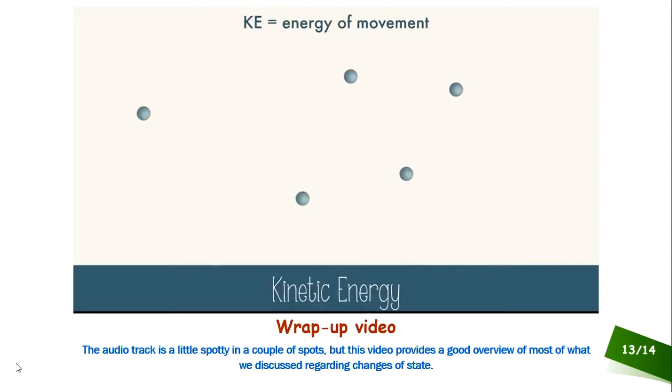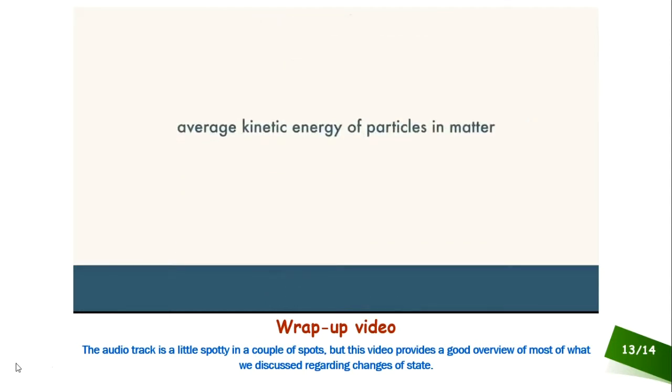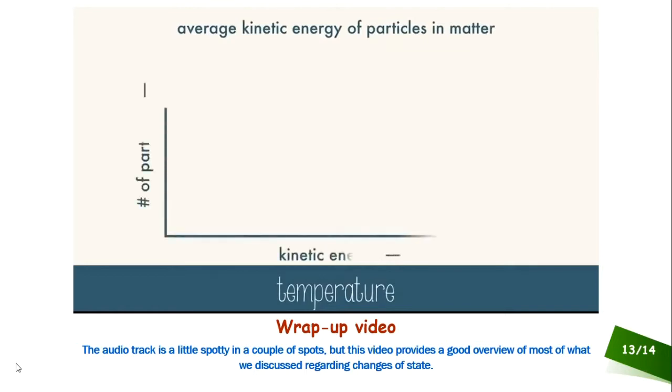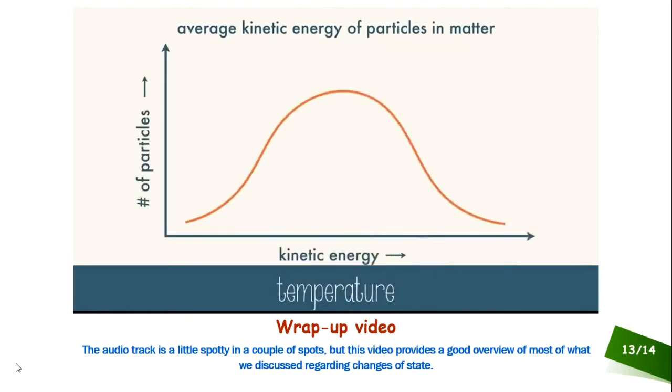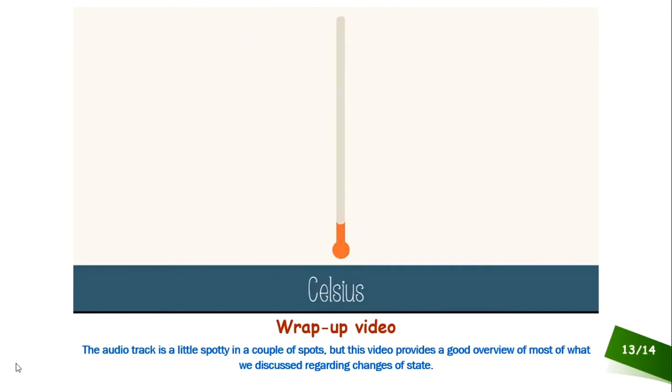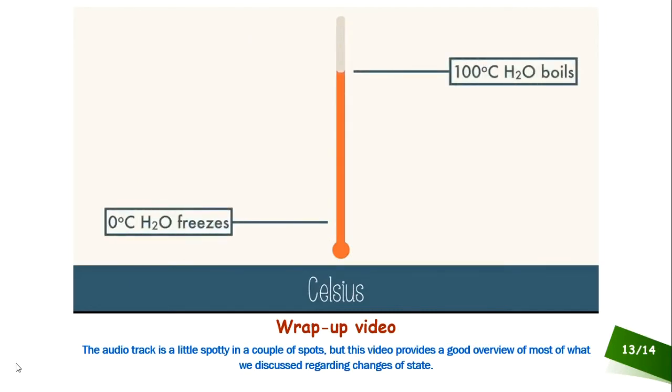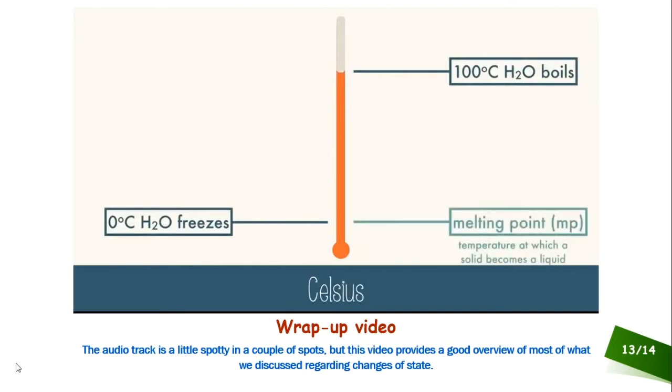Particles are always moving. Particles of a solid move less than particles of a liquid, and particles of a gas move the fastest. But not every particle is moving at the same speed. Some are moving a little slower, and some a little faster. But the average kinetic energy of a group of particles is temperature. This bell curve shows the kinetic energy for particles in a sample of matter, and the average energy of the particles is temperature, which we measure in Celsius. The temperature at which a solid becomes a liquid is the melting point.